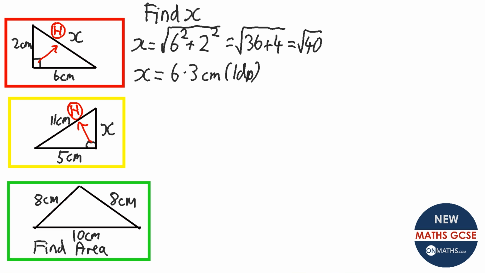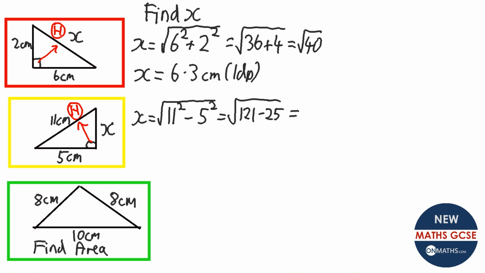Again, I'm always going to put the bigger number first, so 11 squared. So step 1, square them both. 5 squared. Now this time I'm given the hypotenuse, so if I was to add those together and then square root it, it will give me a bigger side. Well, I know that x isn't going to be a bigger side, so I know that I'm going to have to subtract. And then the last step is square root it. So that's going to be 121 minus 25, and 121 take away 25 is 96.